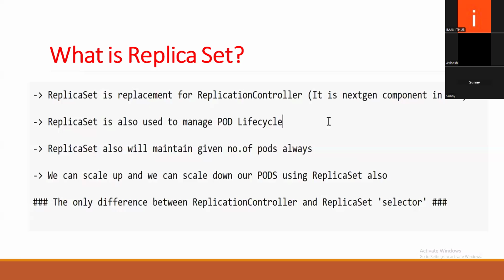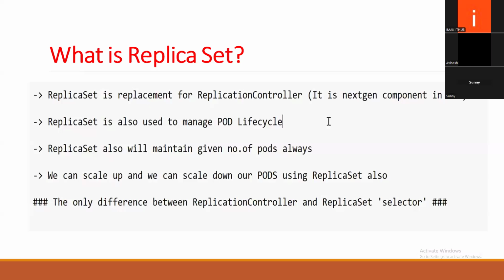The replication controller and replica set are the same. It is a replacement for the replication controller, a next gen, advanced component. Replica set is also used to manage the pod lifecycle. If a pod is deleted, crashed, or damaged, the replica set will also maintain the given number of pods always. We can scale up and scale down our pods using the replica set also.